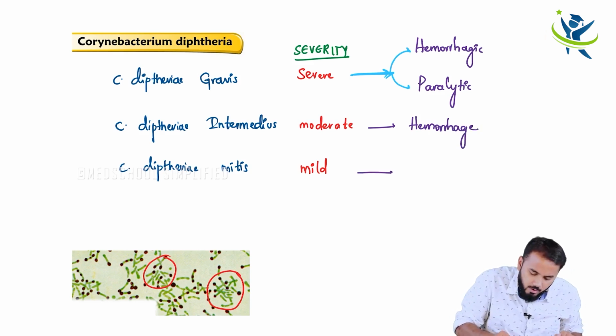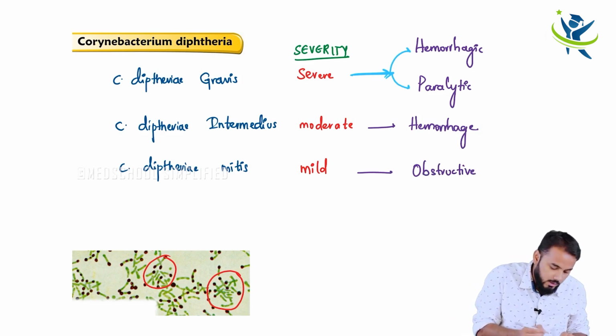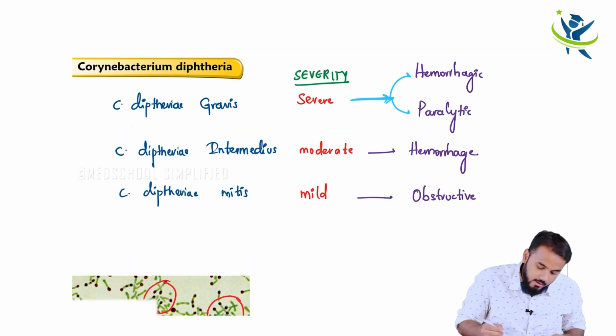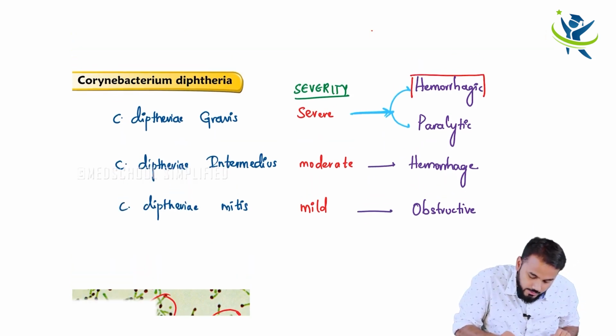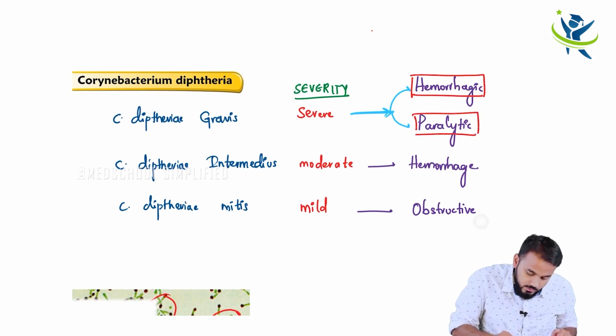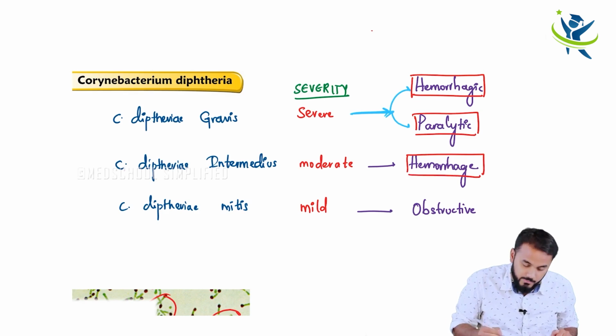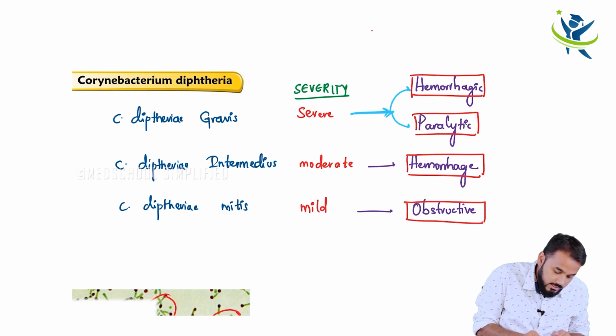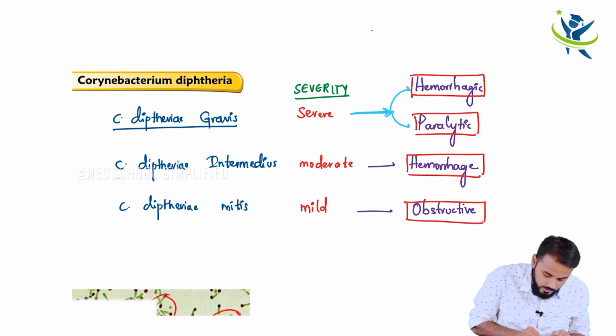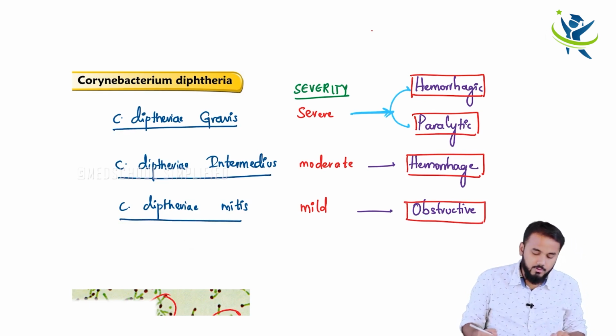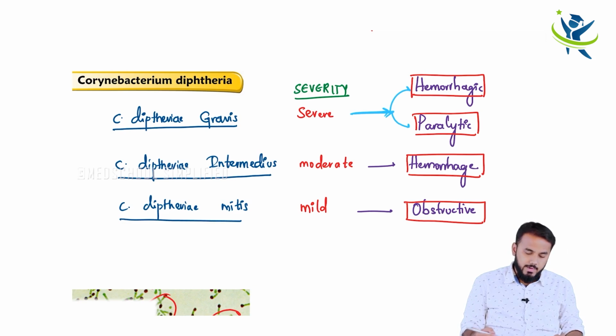But whereas in the mild form, it obstructs your respiratory tract. It is an obstructive form. So basically, what are the different forms you have here? One is the hemorrhagic and paralytic together. That is why it is a severe form. The next one is your hemorrhagic form, and after that you have your obstructive form. Right? So these are the three important things which you need to know of these bacteria. So this is based upon the severity.